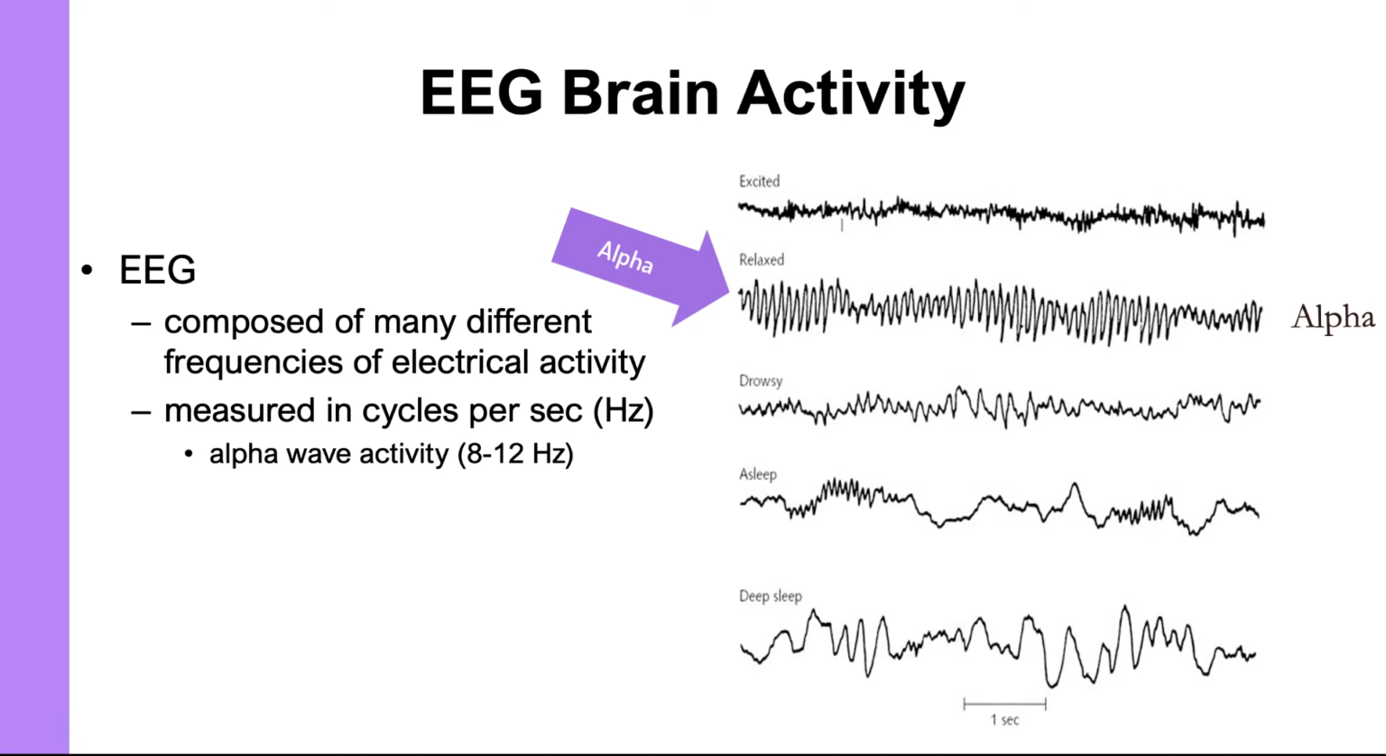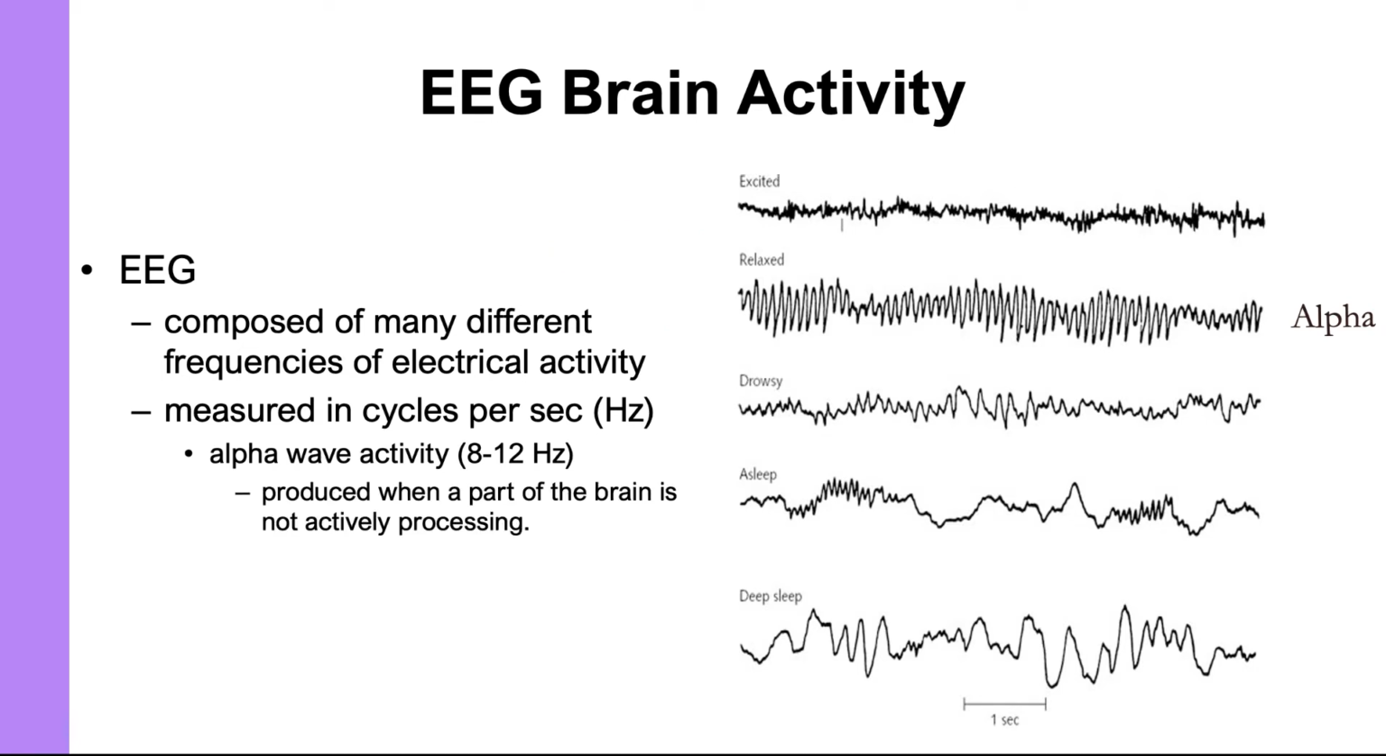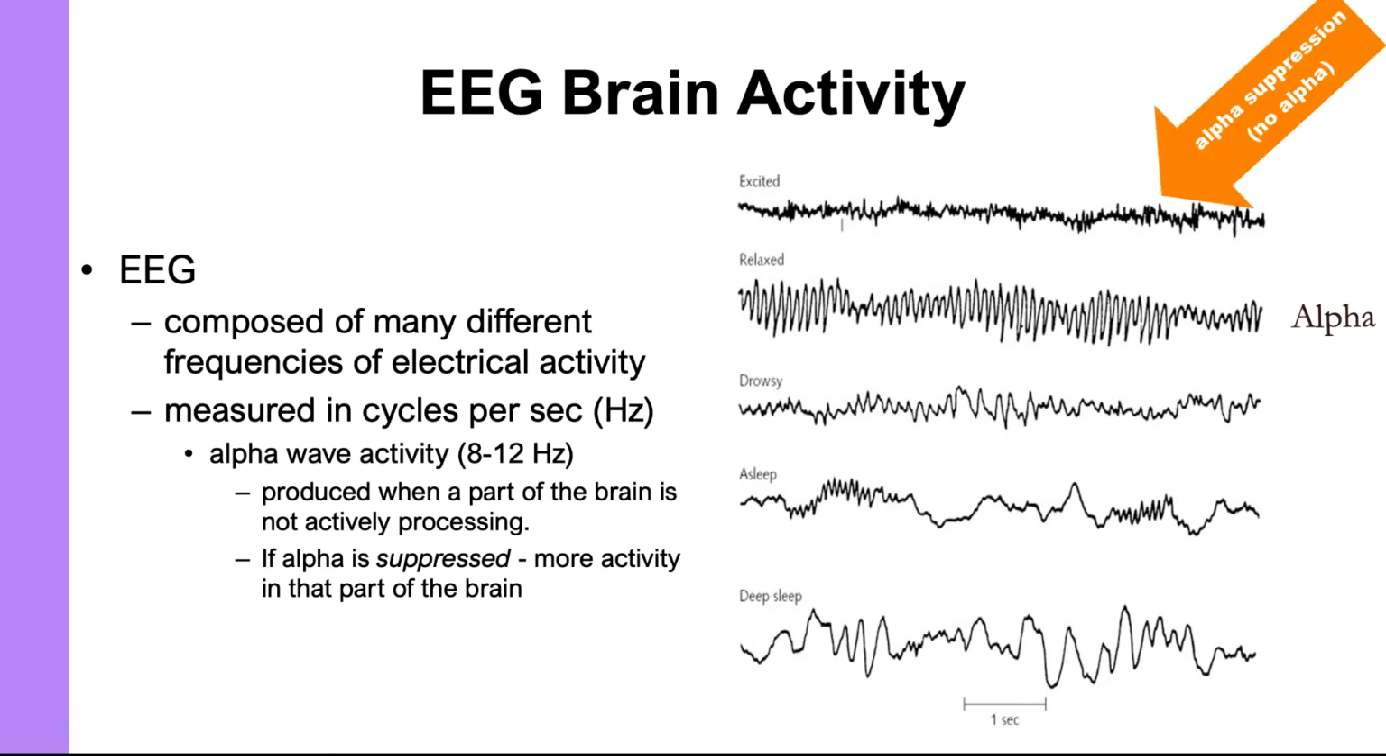Alpha is produced when the brain is not really actively processing. That's important because we'll talk about some research that used alpha as a measure of the activity of different parts of the brain. If there is alpha, then that part of the brain is not actively processing information. If alpha is suppressed, this is an example of alpha suppression here, we don't really see any alpha here because the brain is processing information. Then that means that part of the brain is more active.